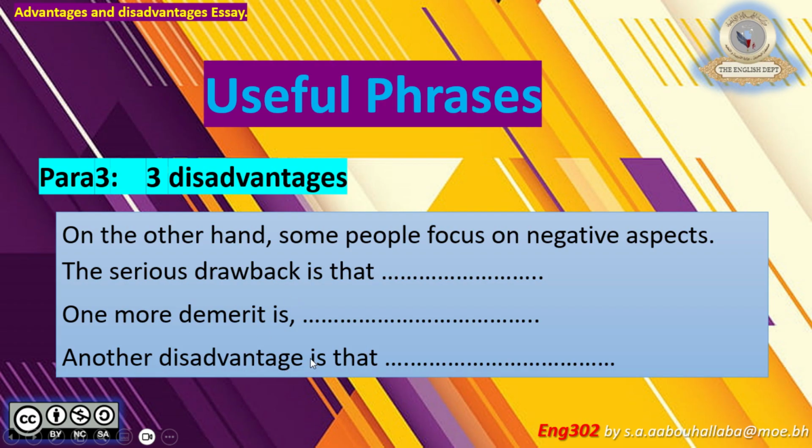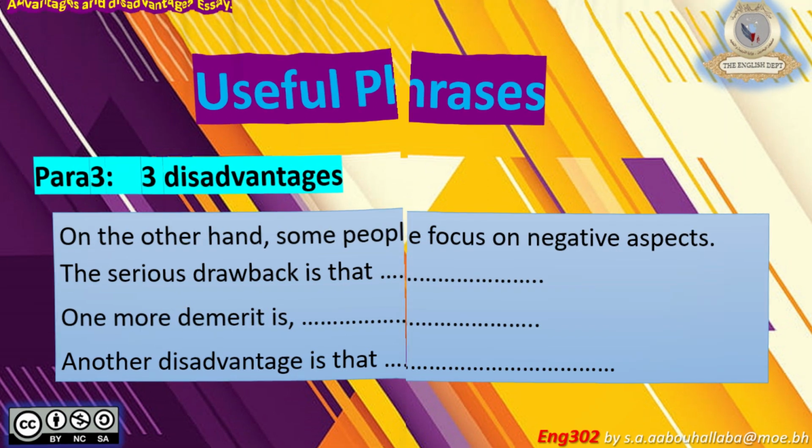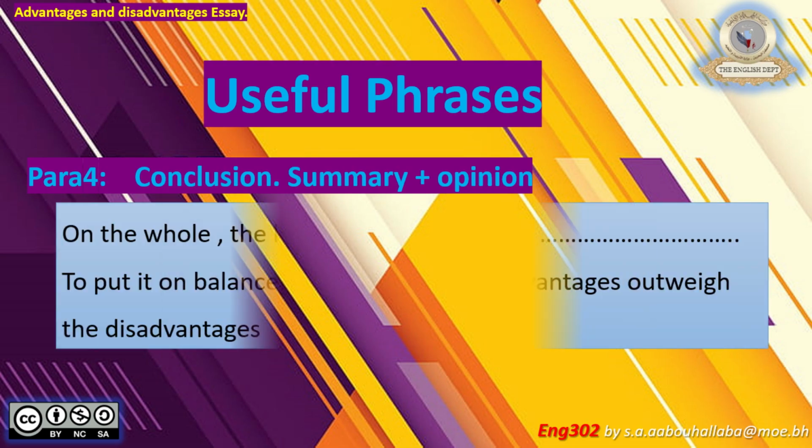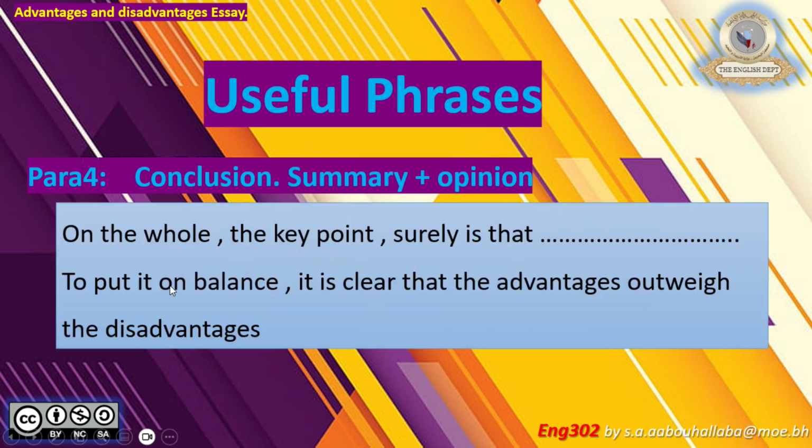Finally, another disadvantage is that. Okay, so these are very important phrases that you can use to introduce your 3 disadvantages. After that, we come to the conclusion, where you are going to summarize the whole stuff and give your final opinion. This is very general. You can just take it as it is.